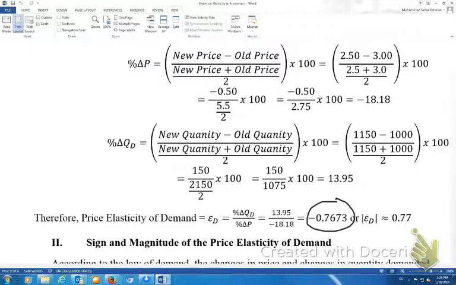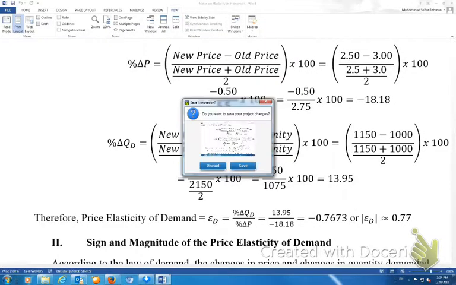So this number tells us that according to the midpoint formula, whenever there is a 1% increase in price, there is a 0.76% decline in quantity demanded, and vice versa. So we have just gone over the two traditional methods of calculating price elasticity of demand. Let us now move forward and try to understand other aspects of price elasticity of demand.